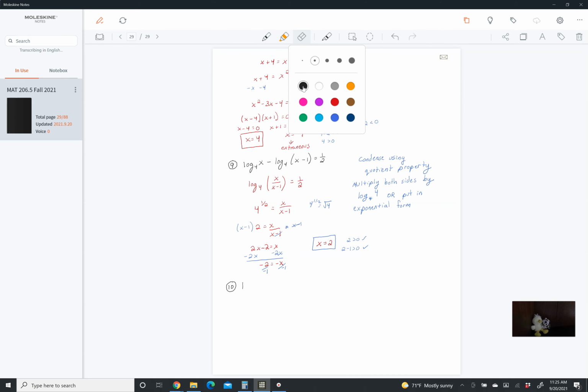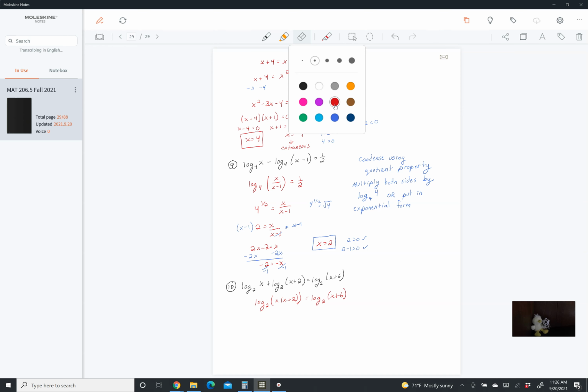So last one, log base 2 of x plus log base 2 of x plus 2 is equal to log base 2 of x plus 6. Okay. We have more than one log on one of the sides. So we know the first thing that we have to do is condense. So log base 2 of x times x plus 2 is equal to log base 2 of x plus 6.